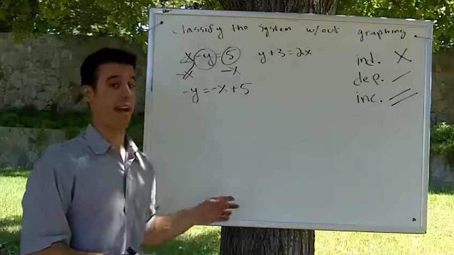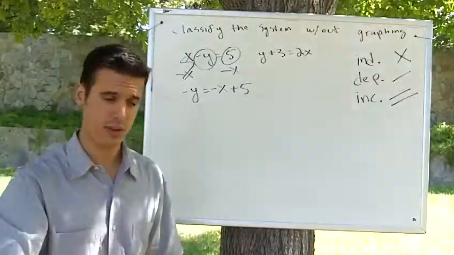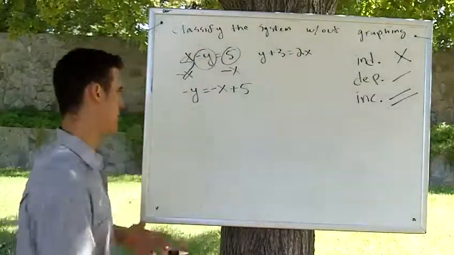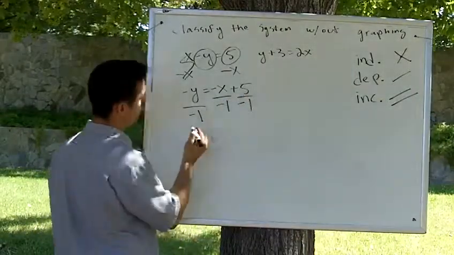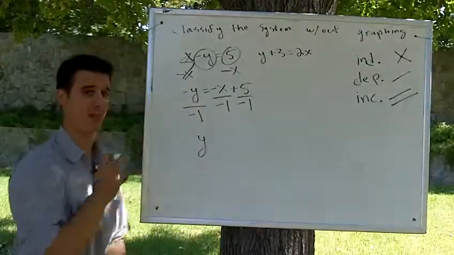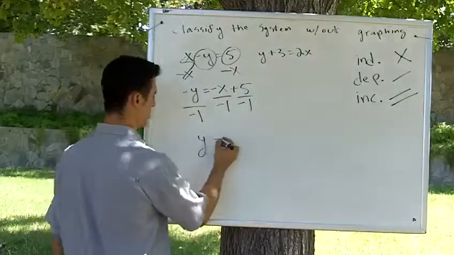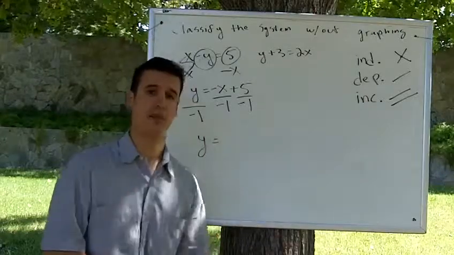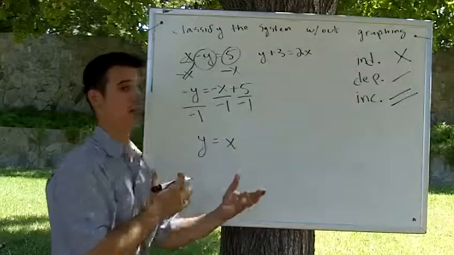Okay, now we have negative y equals that. So to undo the negative, we have to divide or multiply both sides by negative 1. Let's divide both sides by negative 1. Now, negative y divided by negative 1 becomes positive y, because a negative divided by a negative is a positive. Okay, equals, now what's negative x divided by negative 1? Again, a negative divided by a negative is a positive. So that's positive x. And then we have plus 5 over 1.